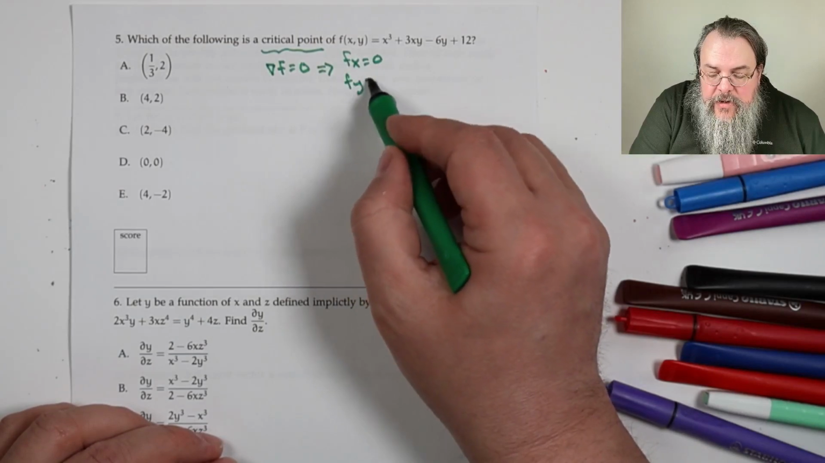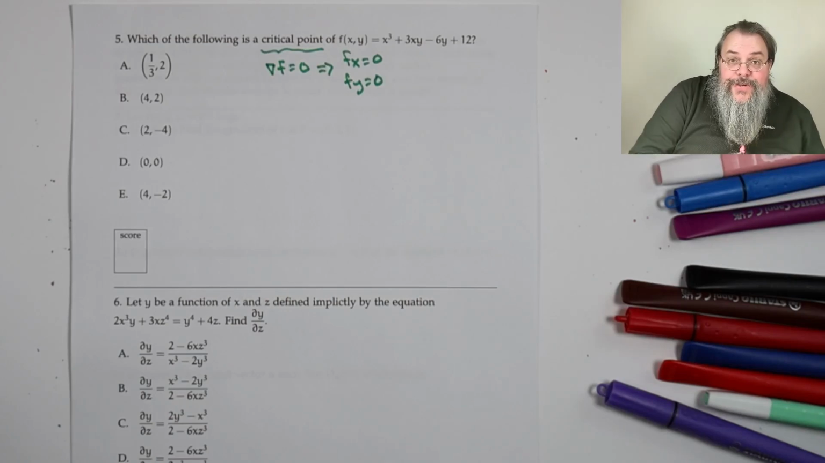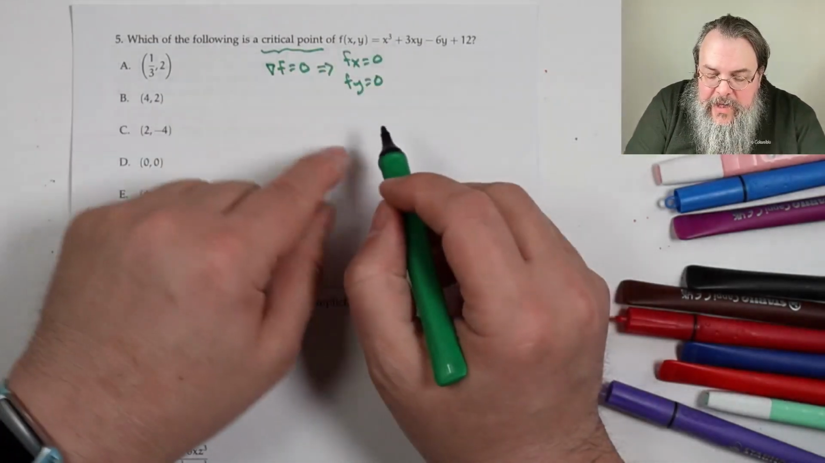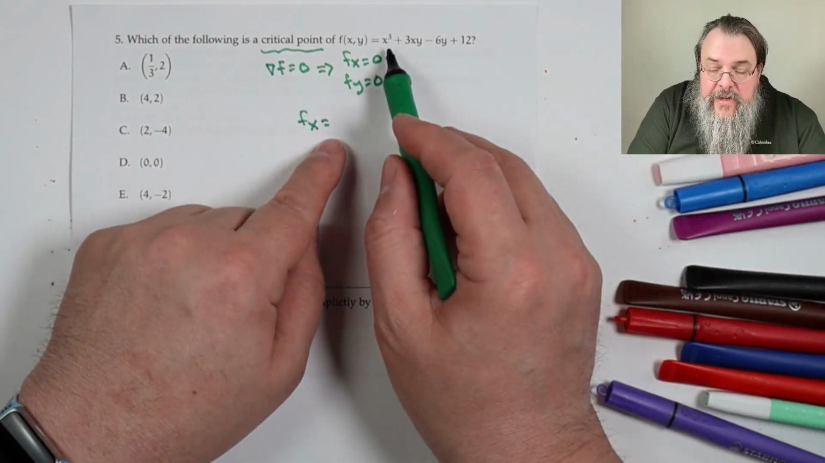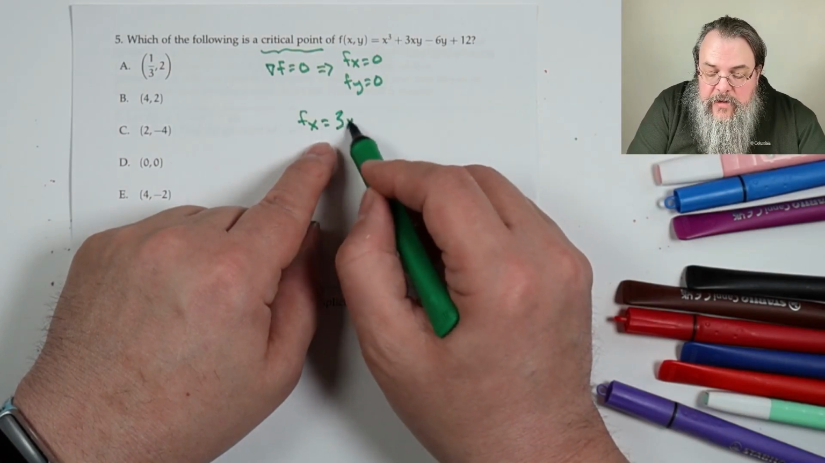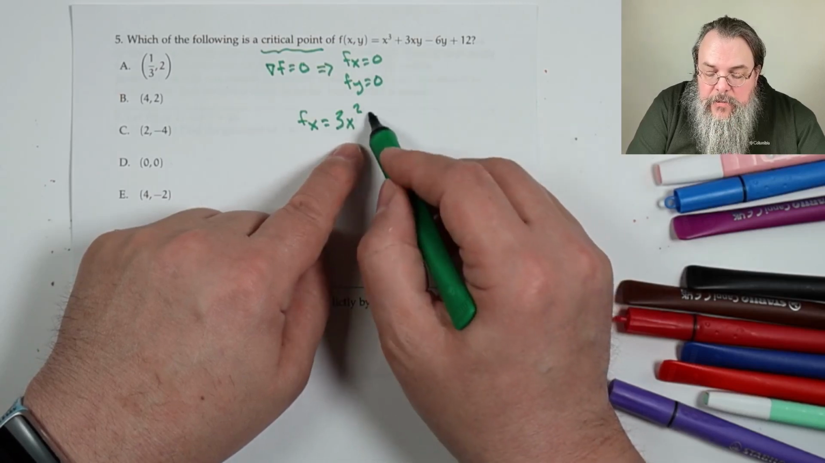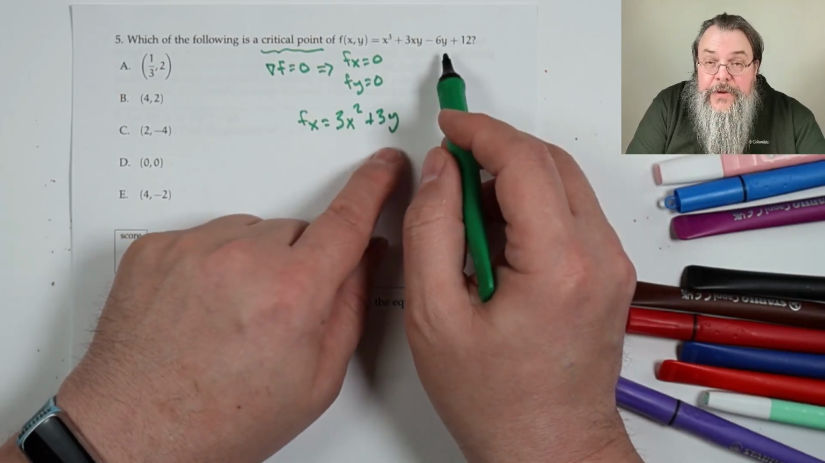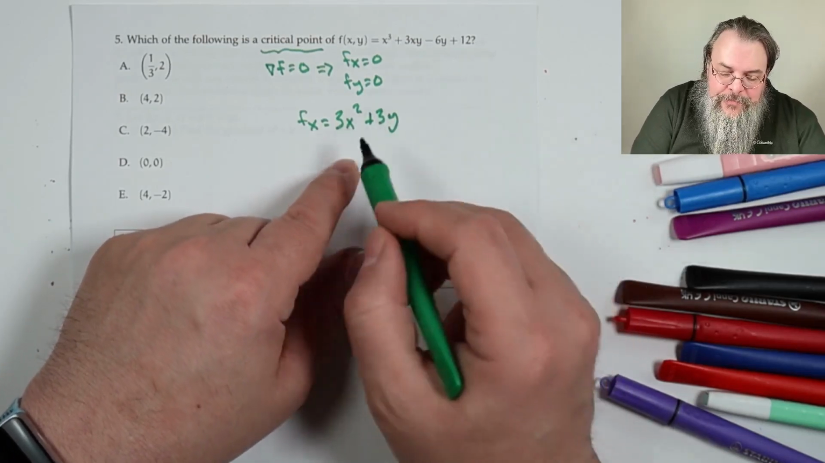F sub x equals 0. F sub y equals 0. That'll lead us to 2 equations, 2 unknowns. Solve for x and y. Life will be good. So we start by taking our derivatives. F sub x: take the derivative with respect to x, treat your y's like constants. Derivative of x cubed, 3x squared. Derivative of 3xy, 3y, because remember, we're taking the derivative with respect to x, so y is a constant. Derivative of 6y, 0. Derivative of 12, 0.